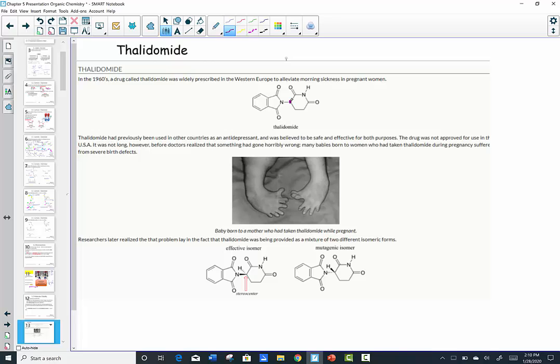Thalidomide had previously been used in other countries as an antidepressant, and it was believed to be safe and effective for both purposes. However, it was never approved by the USA. It was not long before doctors realized there was something horribly wrong, as we noticed more and more babies being born to women who had been on thalidomide suffering severe birth defects, truncated limbs.